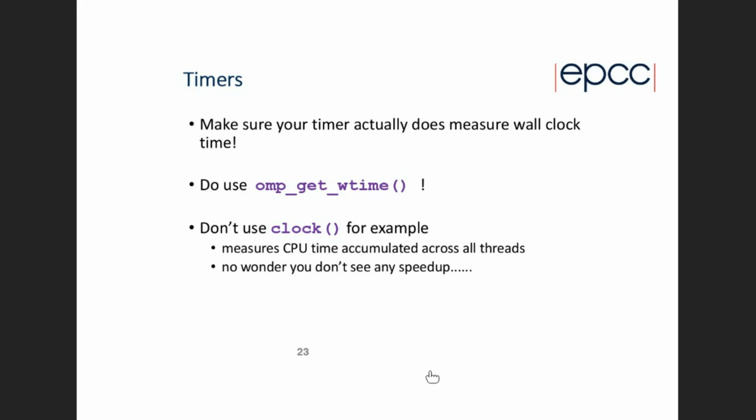We already talked about timers. So if you use timers in OpenMP code and you're interested in performance, make sure your timer actually does measure wall clock time. So do use the OpenMP timer, and in particular, don't use clock. There's a Linux clock routine, for example. What clock does is measure CPU time accumulated across all the threads in the process. So if you use that, then no wonder you don't see any speedup. If you parallelize the code, the thing that clock returns will at best stay constant or probably increase.